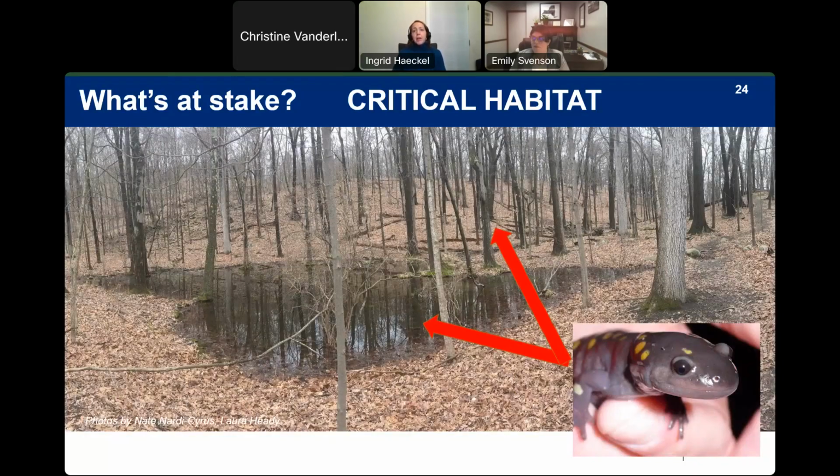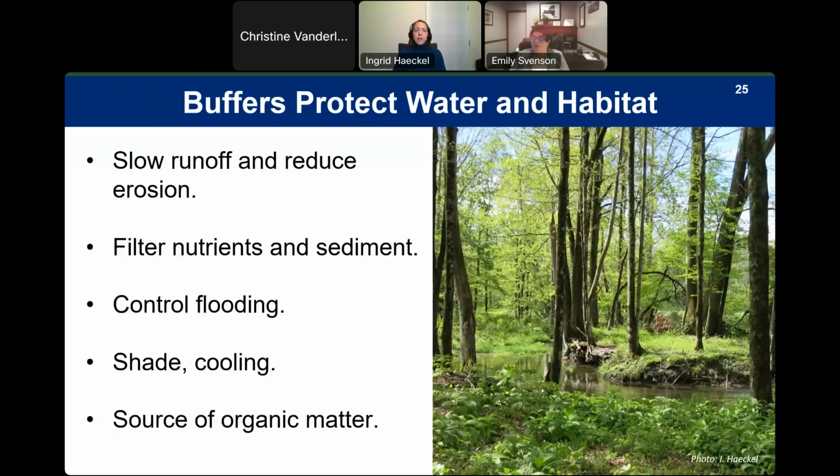Buffers also protect the quality of the habitat from adjacent land uses. So buffers or riparian areas provide numerous important functions. They help to slow down runoff and reduce erosion. They filter out nutrients and sediment before they reach the aquatic habitat. They control flooding, provide shade that helps keep the water in streams cool, and they contribute organic matter and wood that are vital to the in-stream or wetland habitat.